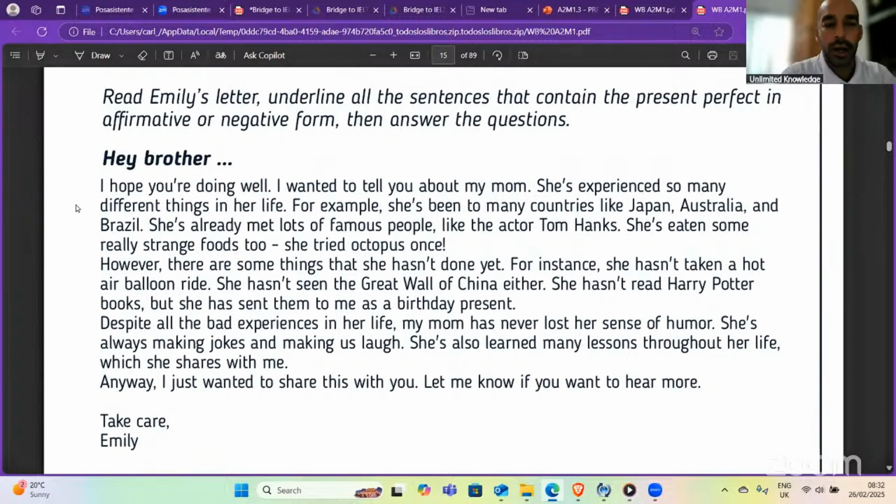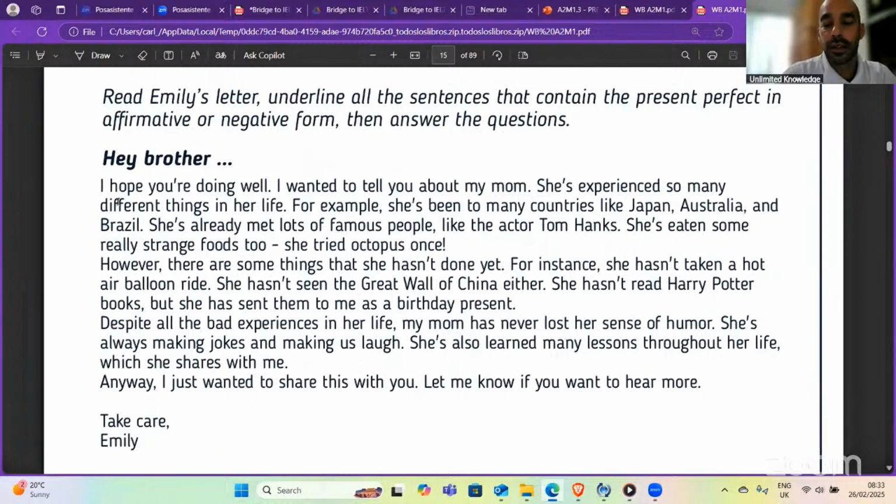Hey, brother, I hope you're doing well. I wanted to tell you about my mum. She's experienced so many things in her life. For example, she has been to many countries like Japan, Australia, and Brazil. She's already met lots of famous people, like the actor Tom Hanks. She's eaten some really strange foods too. She tried octopus once. However, there are some things that she hasn't done yet.